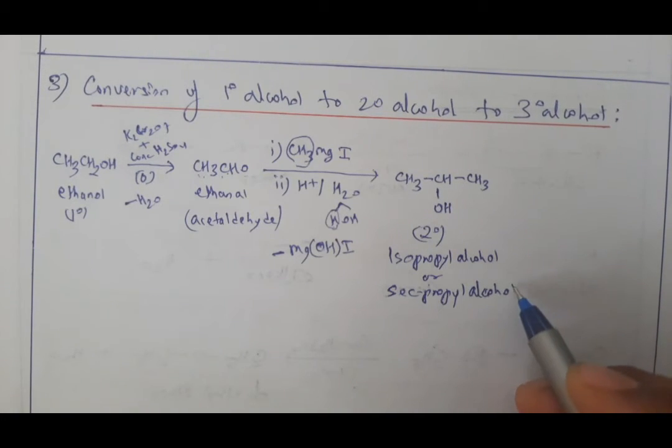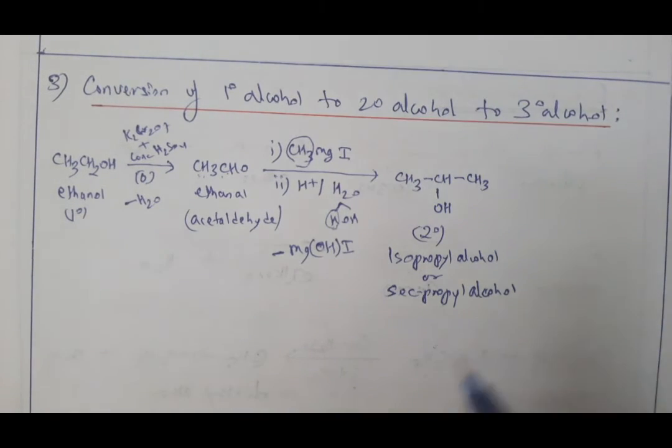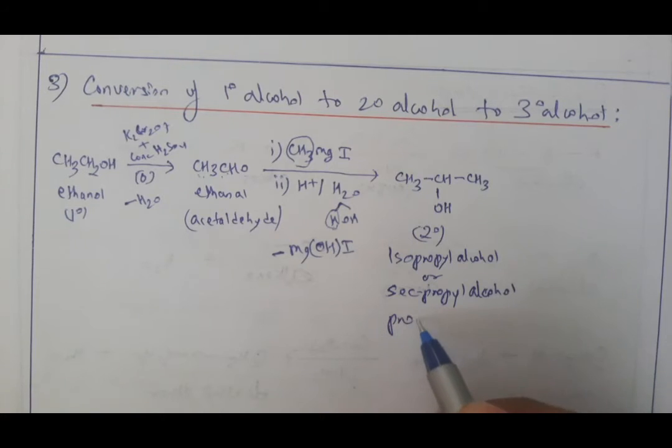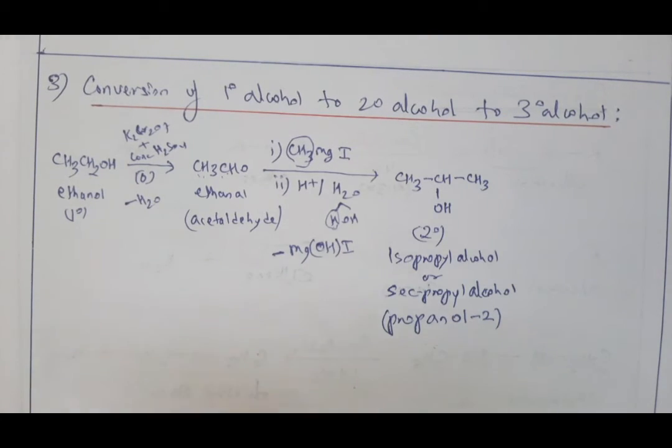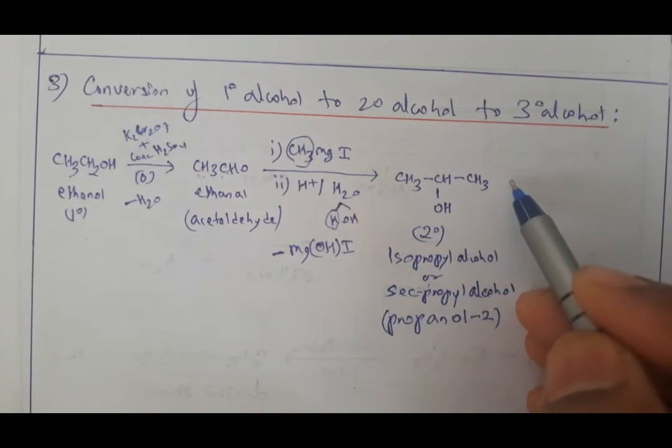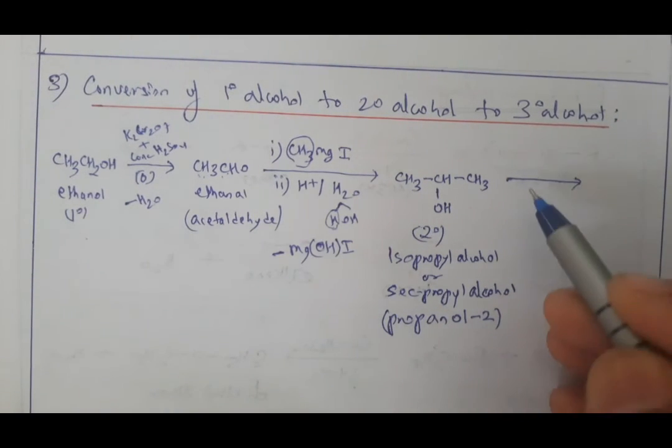Secondary alcohol, sec-propyl alcohol, students. And the IUPAC name of this: you can see there are 3 carbons, right? Prop, single bond so -ane, alcohol in number 2 position, so propanol-2, which is just isopropyl alcohol. So by this I converted primary to secondary, but my task is to make it tertiary also, right? Now again you are going to oxidize this.